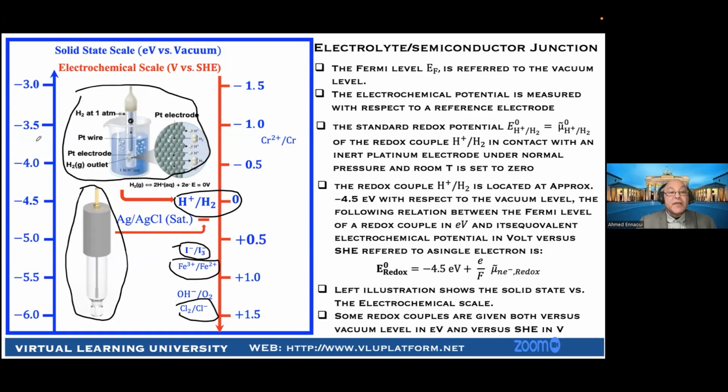Okay, so you have to keep in mind now that there are 2 scales, and you can find the relationship between the scale of the solid state, the scale of the physicist, and the scale of the electrochemist. There is a relationship which gives you the relation between the 2 scales here. There is something like minus 4.5 electron volt. This means that in front of the electrochemical scale you have minus 4.5 electron volt. Okay, so all this is background that you have to know.